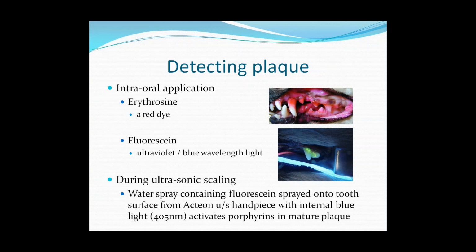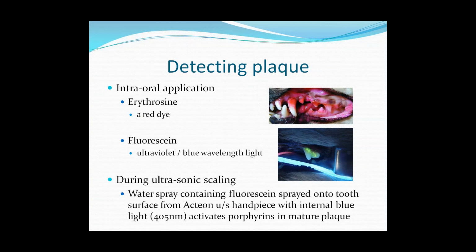Another way of disclosing or detecting plaque is to use fluorescin, similar to if a patient came into the surgery with an eye ulcer and you'd take out a fluorescin stick. You can use fluorescin from the fluorescin sticks, or you can purchase fluorescin as a liquid. Fluorescin is taken up by plaque as well, and then it's detected using either an ultraviolet or a blue wavelength light.